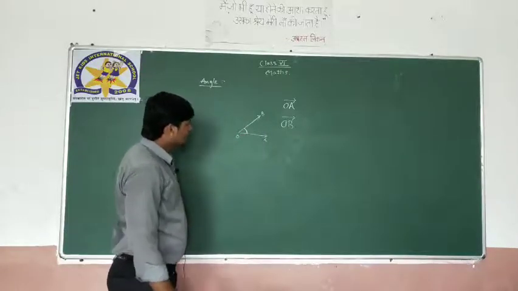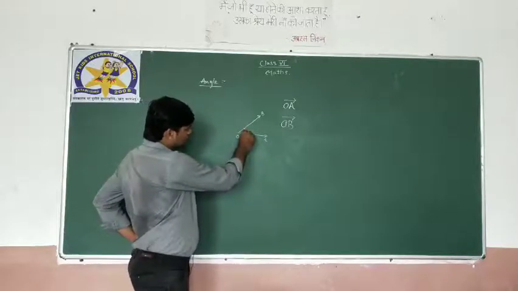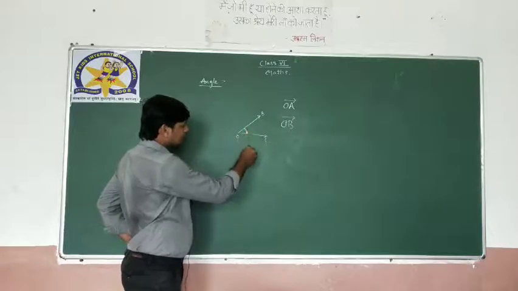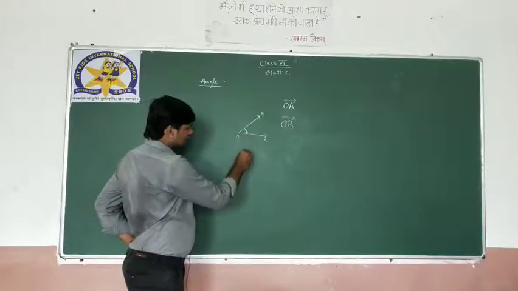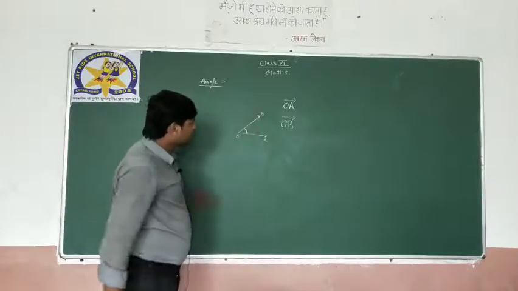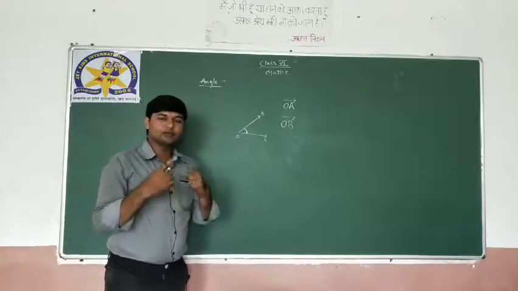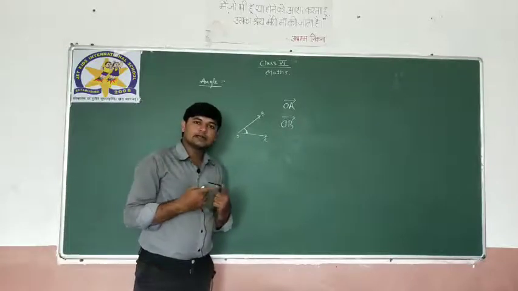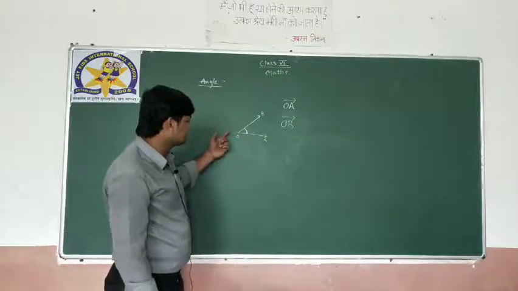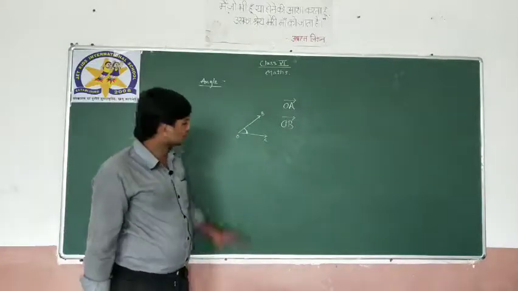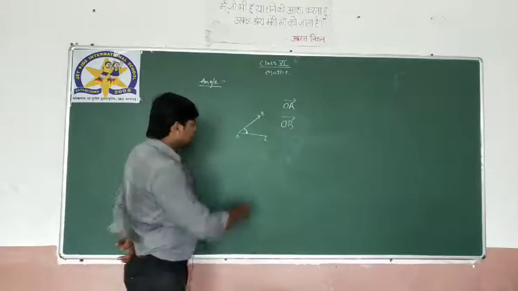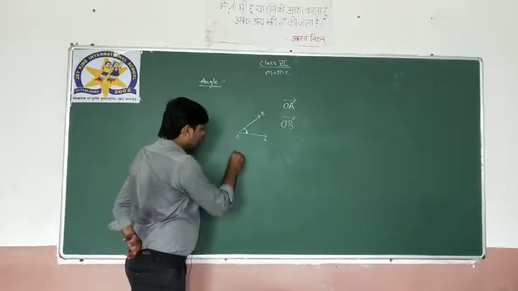After that, what do we have to do? How to write it? Angle AOB. Now it is clear. What is meant by angle? If two rays are sharing one point, or one point is common in two rays, then this is an angle. It will make an angle. And how to name it? It will be angle AOB.